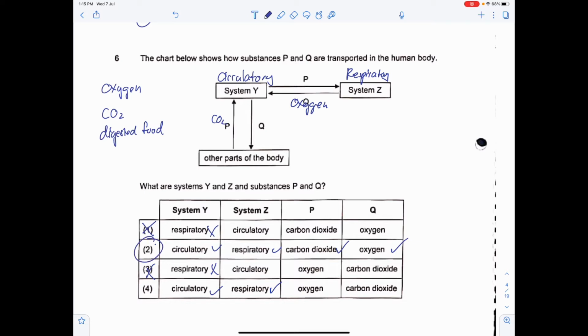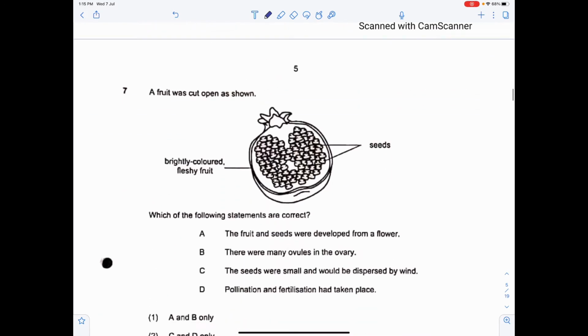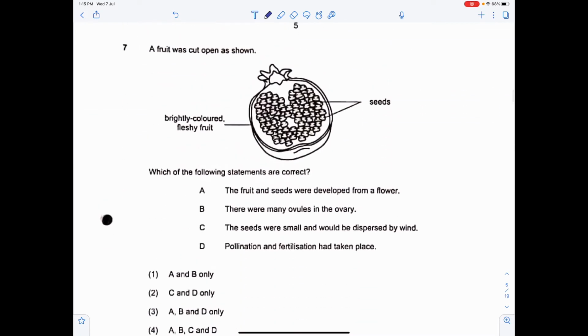Alright, moving on to question 7. A fruit was cut open as shown. Which of the following statements are correct? We have to go through one by one and justify why it is true or why it is not true. The fruit and seeds were developed from a flower. This is true, because the fruit and seeds are parts of a flower actually.